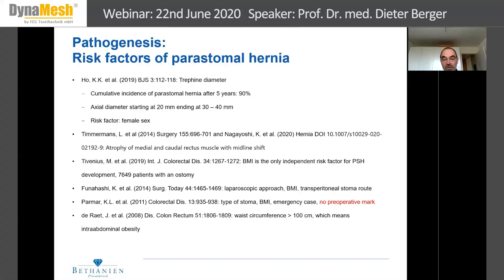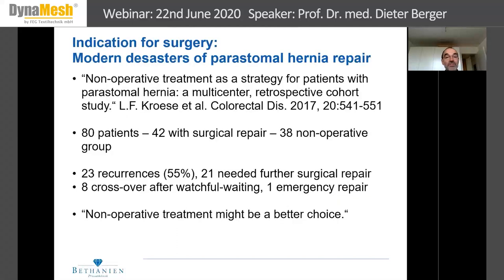So pathogenesis can be summarized: parastomal hernia is a collagen disease, but there are also some other risk factors which should be kept in mind and sometimes can be changed preoperatively. If we talk about surgery, this paper seems to be quite important. It's three years old, from the Netherlands.